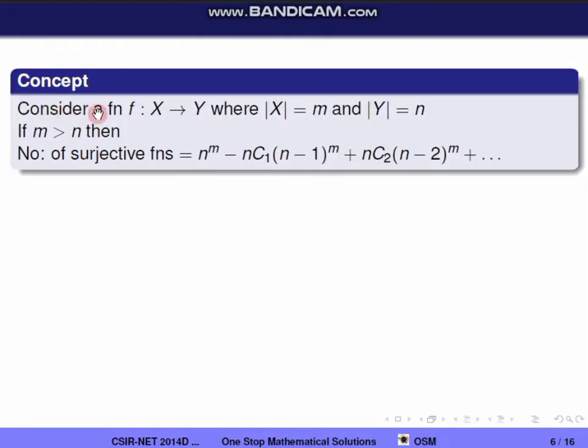Consider a function f from X to Y where the cardinality of X is equal to m and the cardinality of Y is equal to n. If m is greater than n, then the number of surjective functions which can be defined from X to Y is given by this formula: n to the power m minus nC1 times (n minus 1) to the power m plus nC2 times (n minus 2) to the power m, plus etc. So now we'll move on to the question.